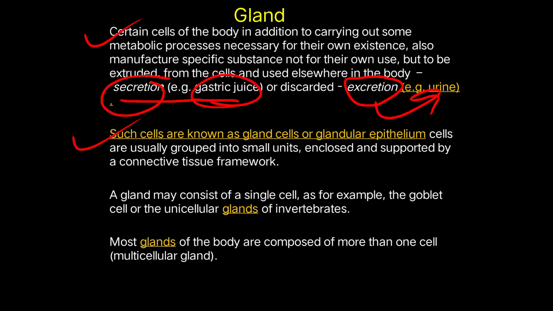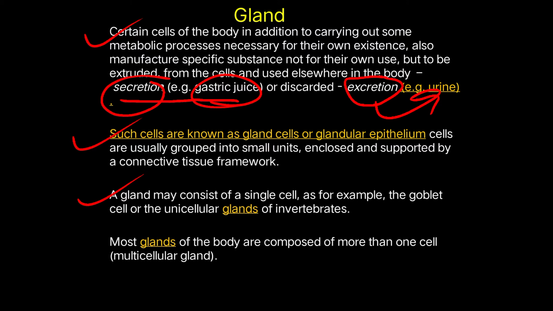Cells are usually grouped into small units, enclosed and supported by a connective tissue framework. So such cells, known as gland cells or glandular epithelium cells, are usually grouped into small units. Okay, and they are enclosed and supported by a connective tissue framework. We will see this in the coming slides, when we see the histological photographs.